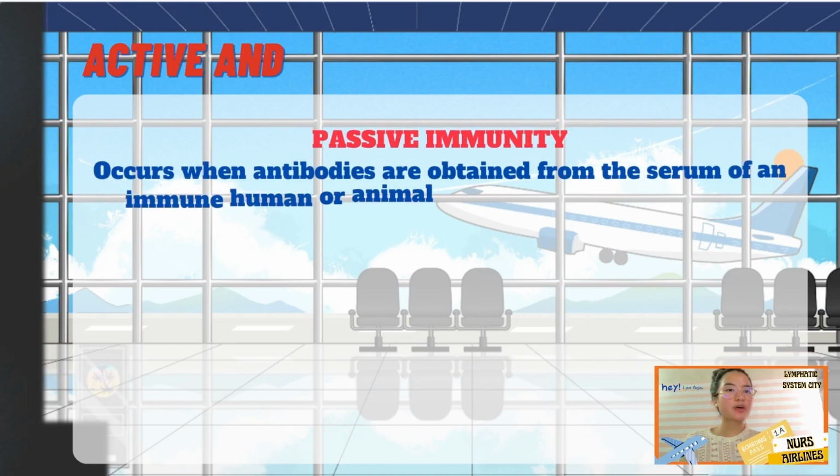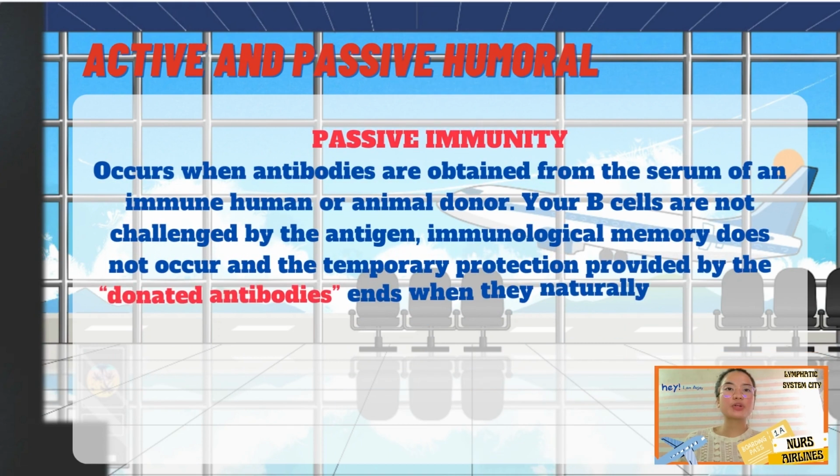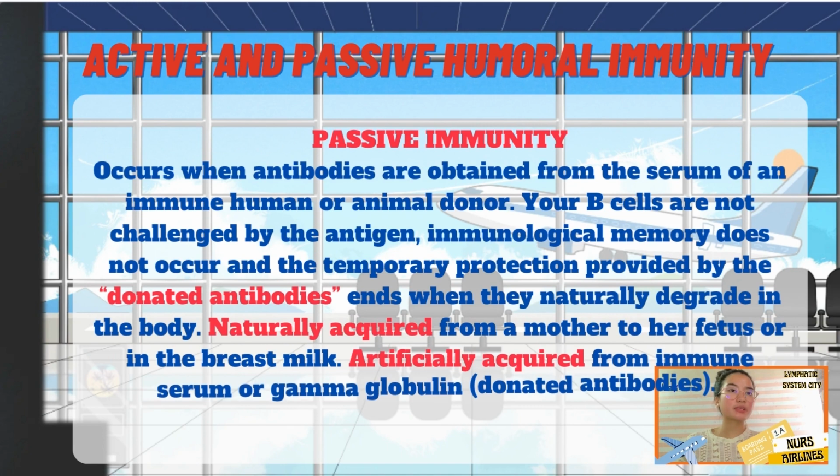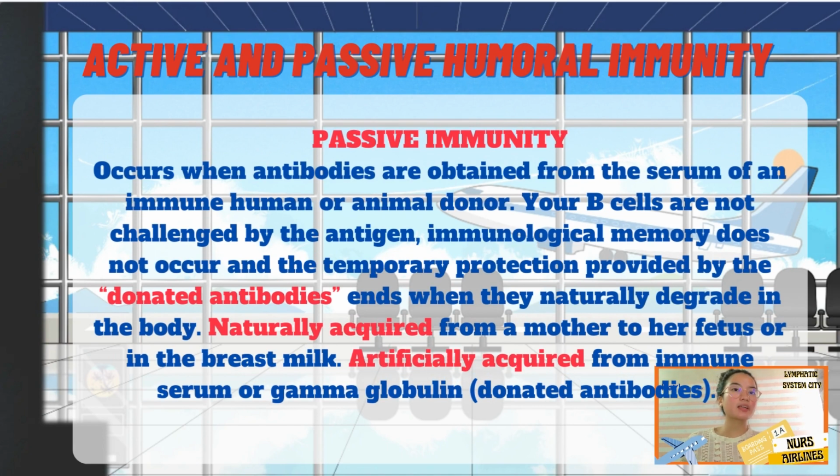Next, we have the passive immunity. It occurs when antibodies are obtained from the serum of an immune human or animal donor. Your B cells are not challenged by the antigen. Immunological memory does not occur, and the temporary protection provided by the donated antibodies ends as they naturally degrade in the body. It is naturally acquired from a mother to her fetus or in the breast milk, and artificially acquired from immune serum or gamma globulin.